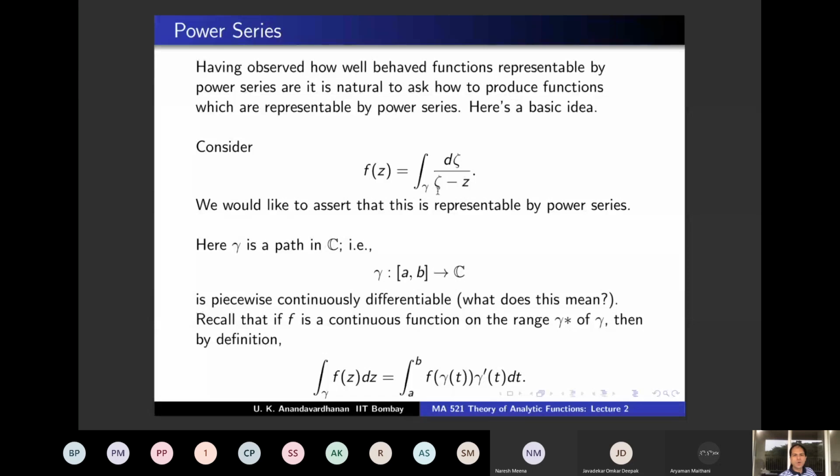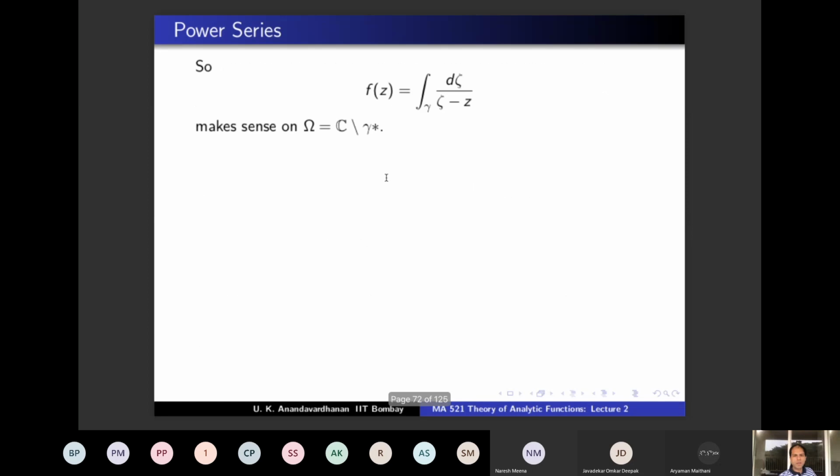I'm integrating with respect to zeta, so that goes away. That's no longer a variable, but there is this variable that I'm introducing, z. So in this integral, z was just a number. Now as that number varies, I get a variable. So I have f of z, I can define it like that.